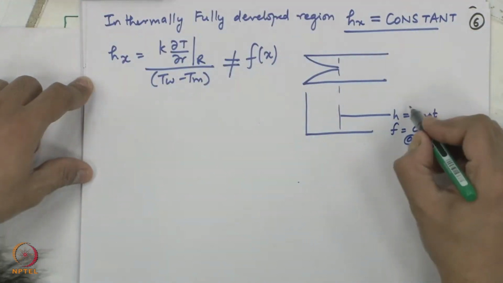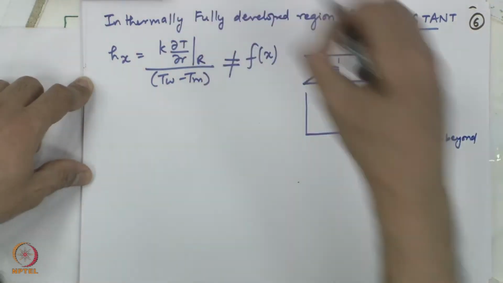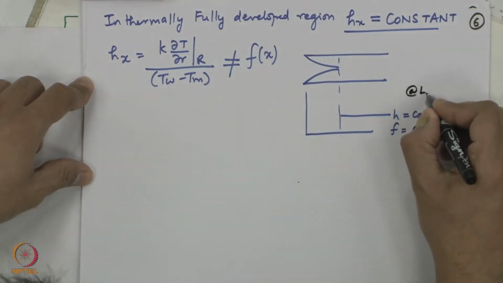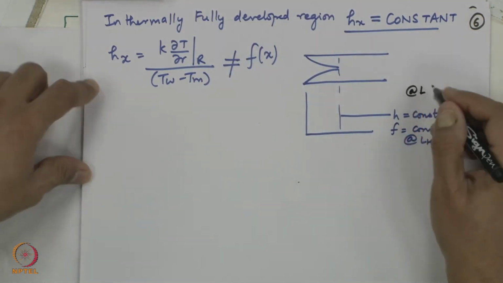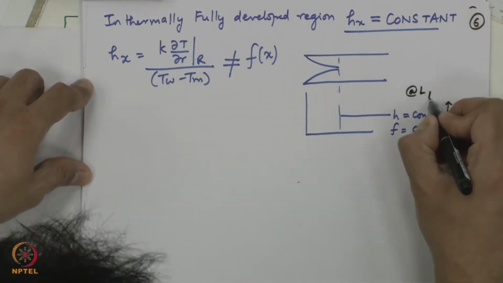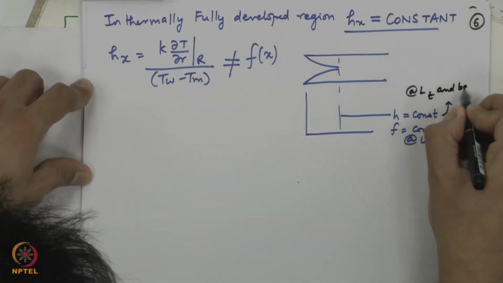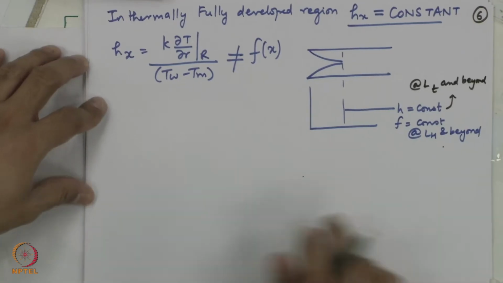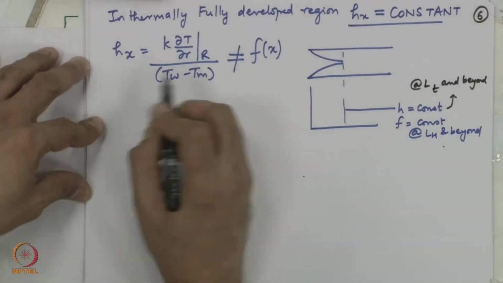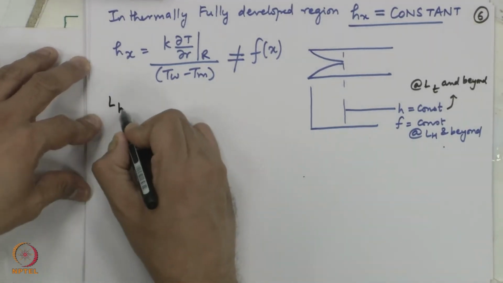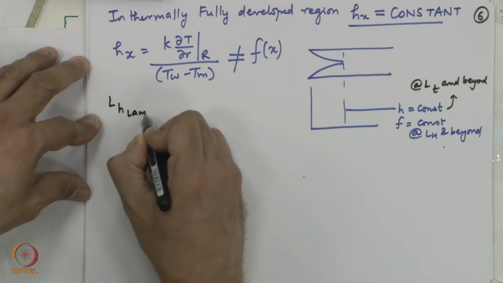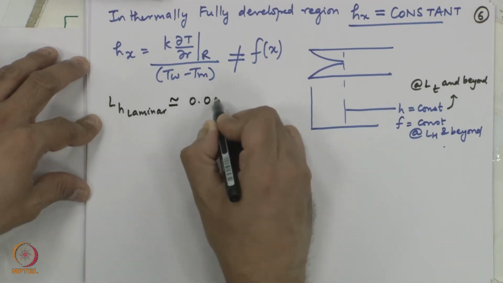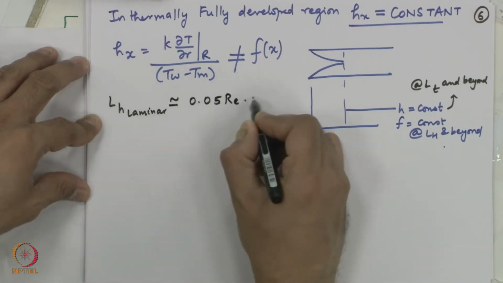Hydrodynamic entrance length; beyond L, what do you call this, the thermal entrance length L_T, the heat transfer coefficient is constant. Okay. Please remember now, there are a couple of expressions which you can write. Laminar flow hydrodynamic entrance length is approximately given by 0.05 Re times d.